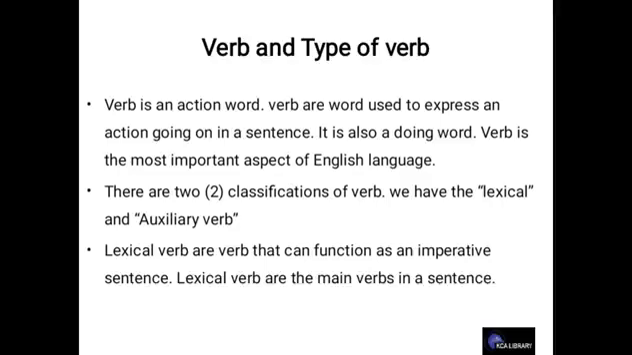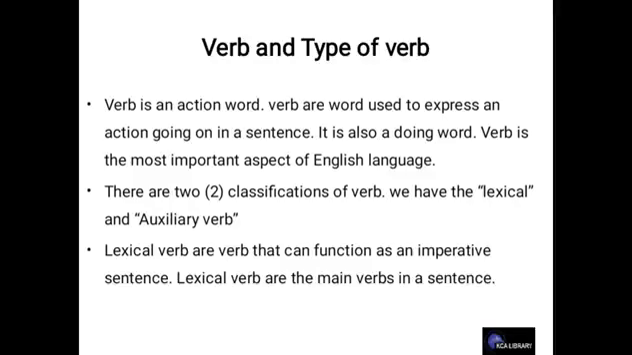So moving on, we have the verb and the types of verb. It is known that a verb is an action word. Verbs are words used to express an action going on in a sentence. It can also be referred to as a doing word. A verb is the most important aspect of the English language. It is like the heart of the English language. It gives life to every sentence.